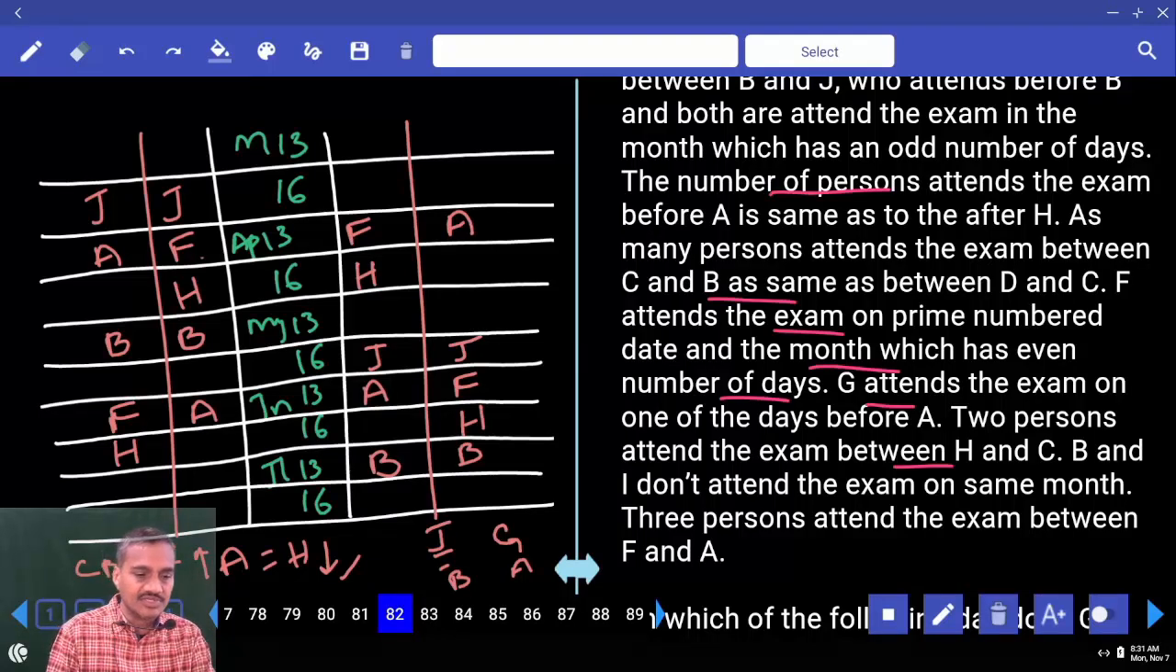Then, what is the next information? G is before A, G is here. The number of persons between C and B equals the number between C and D. That means C must be exactly in between B and D. As C is exactly between B and D, and B is here, what is the possibility? Can we have C at this place?